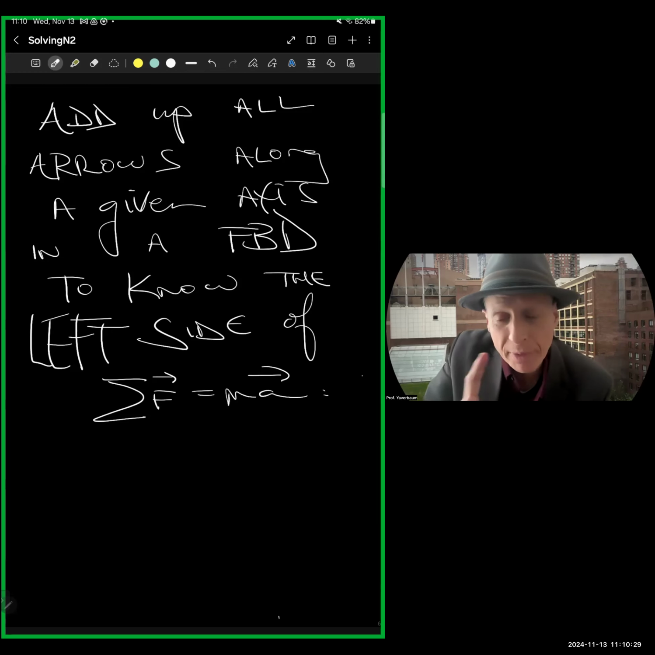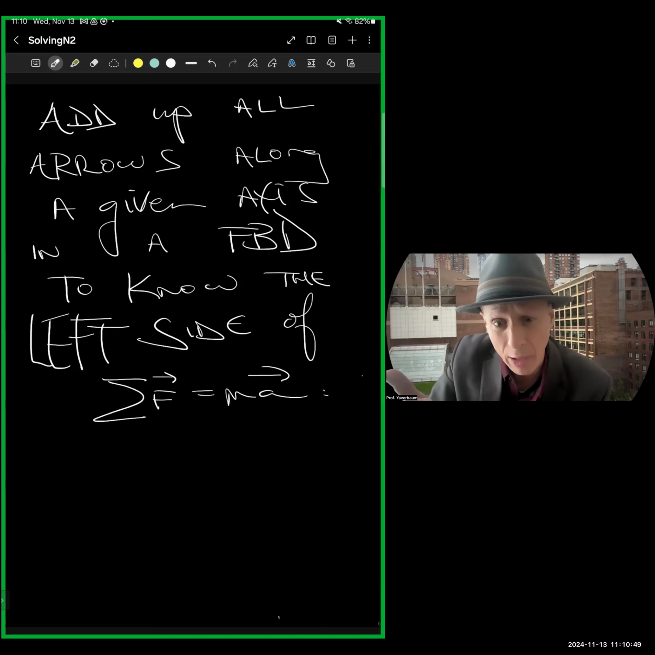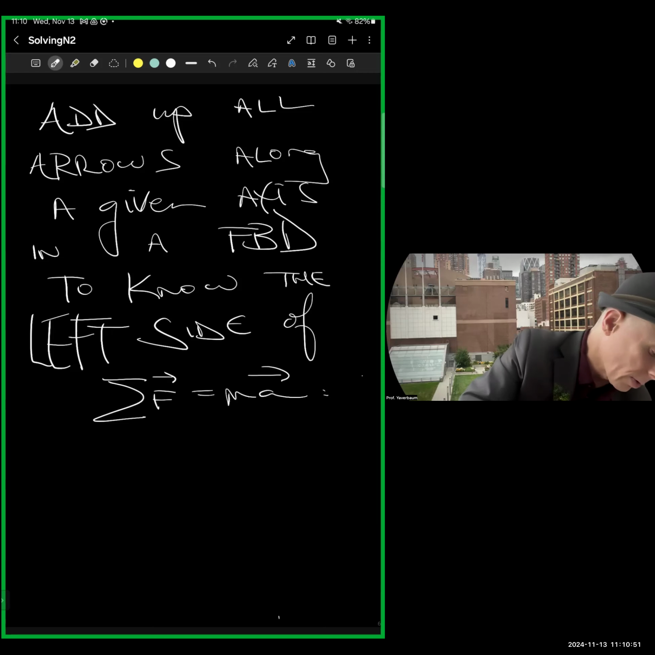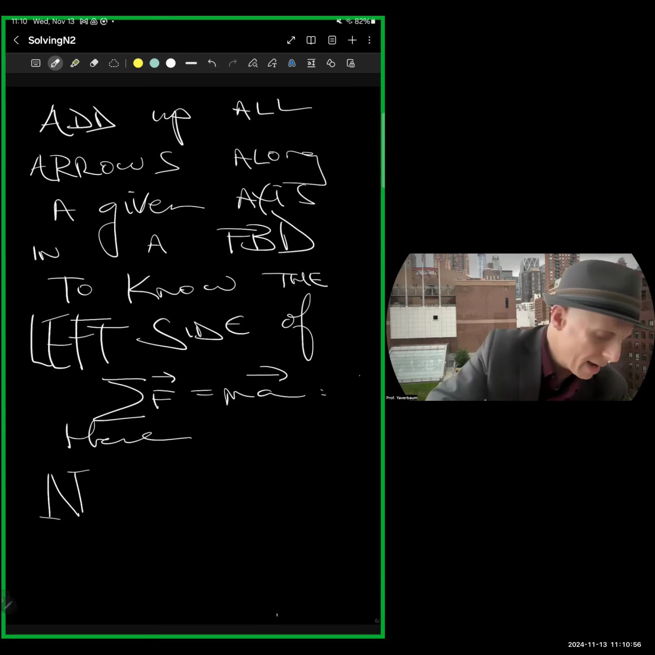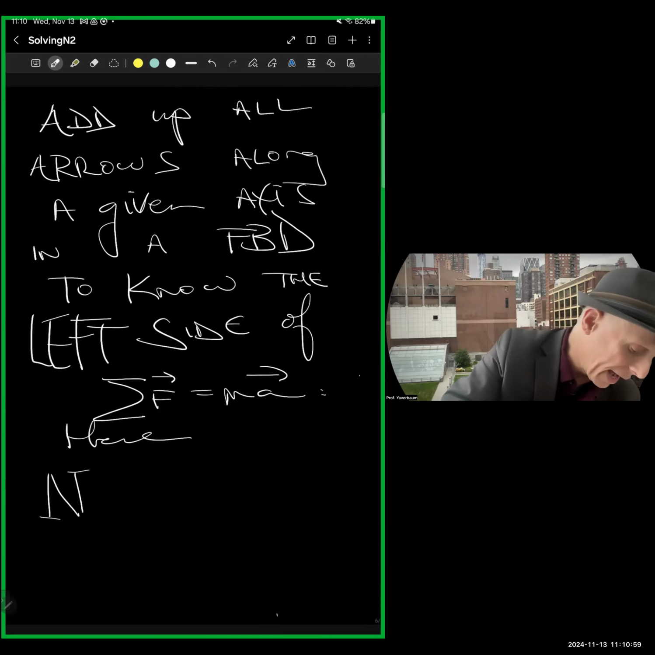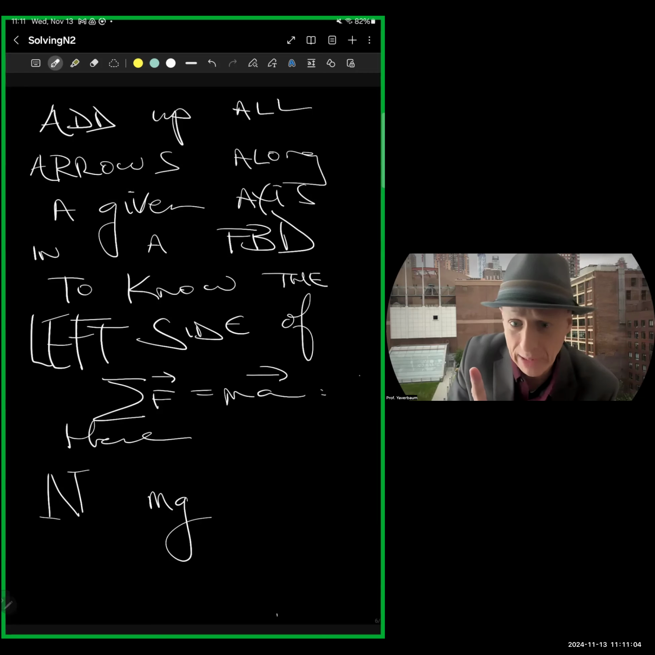So look, the purpose of the diagram of these arrows is that once you have the arrows, you add up all the arrows along a given axis. And that constitutes the sum of the forces. The net force is literally the sum of all of the arrows in a given axis, taking into account plus signs and minus signs. In other words, here you got the normal force pointing up along a given axis, and you got mg also pointing along that same axis, but they're pointing in opposite directions.